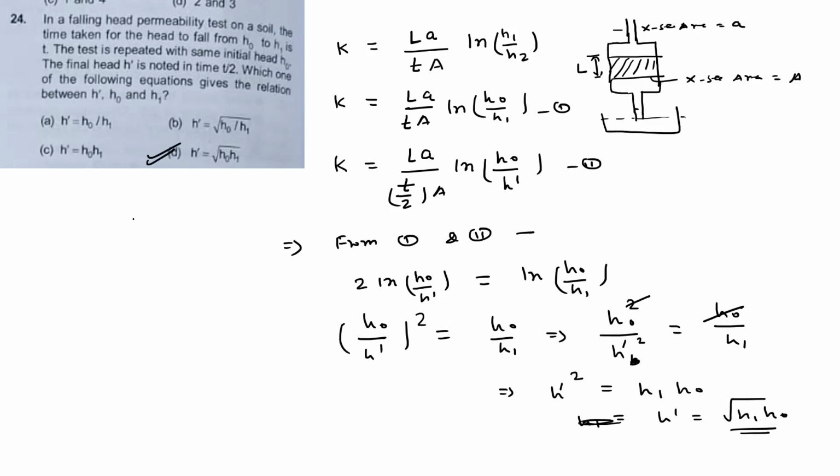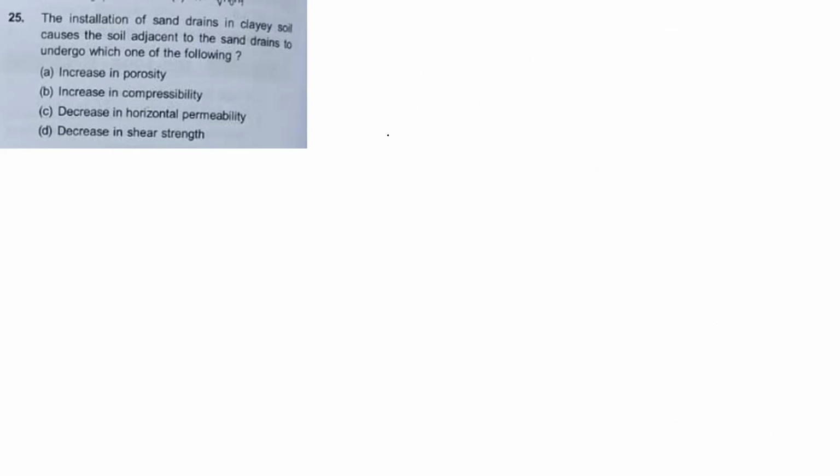Question number 24, option D. Okay. So now question number 25. The installation of sand drains in clay soils causes the soil adjacent to the sand drain to undergo which of the following: increase in porosity, increase in compressibility, decrease in horizontal permeability, and decrease in shear strength. So for this question, the answer will be C.